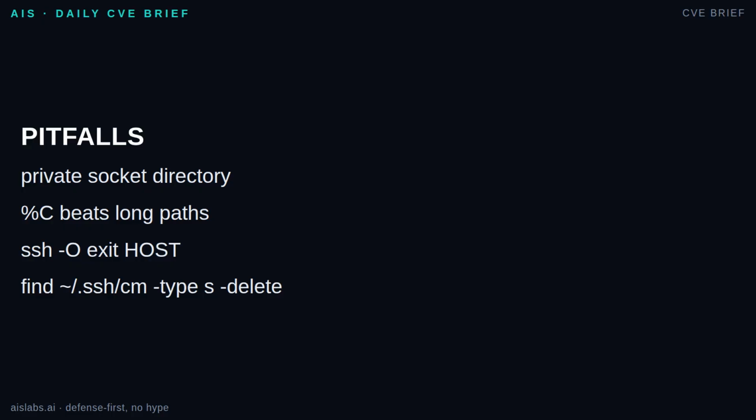Also, watch path length. Unix socket paths have limits, and readable templates like cm-%r@%h:%p can break with long host names. %C avoids that. For stale sockets, first try ssh -O exit host. If the master is gone but the socket remains, delete stale socket files from your private CM directory and reconnect.